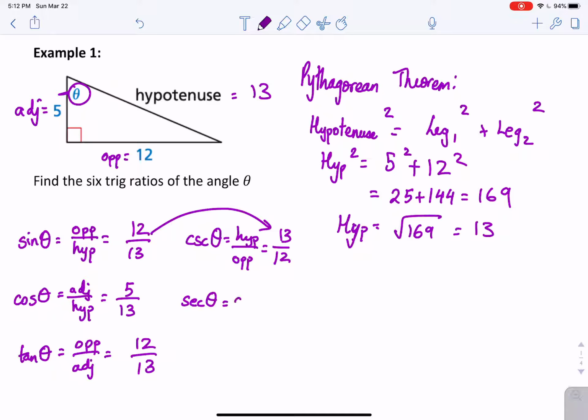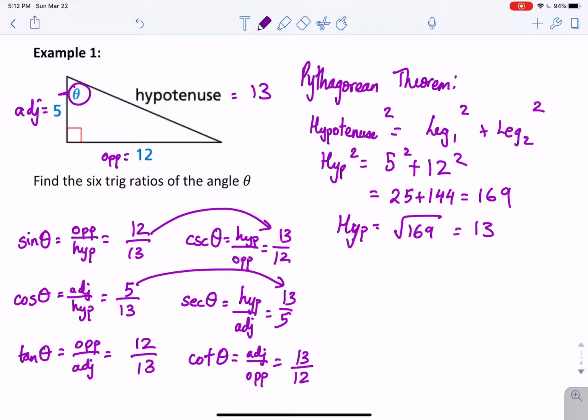Secant would be hypotenuse over adjacent. So that's 13 over 5, which again is the reciprocal of 5 over 13. And cotangent is adjacent over opposite, which would be... not 13 over 12, and not 12. I messed up my tangent and cotangent. Tangent is opposite 12 over adjacent, which is 5. And cotangent is adjacent 5 over opposite 12. Again, reciprocals. And then you get your 6 ratios from that.